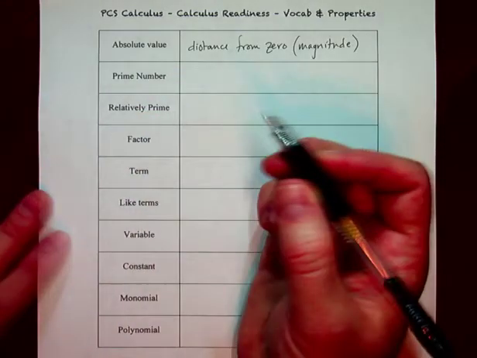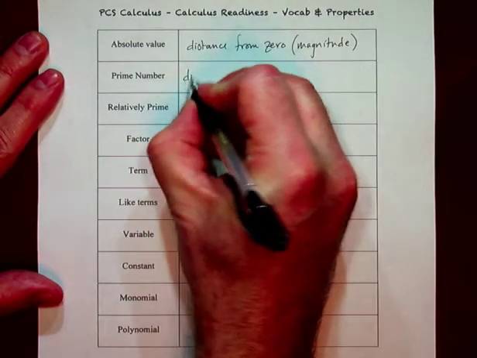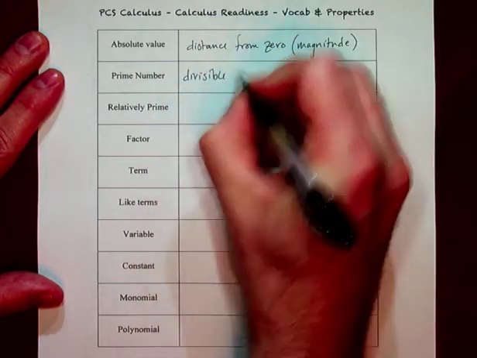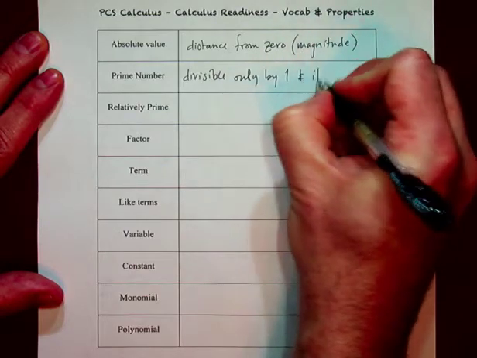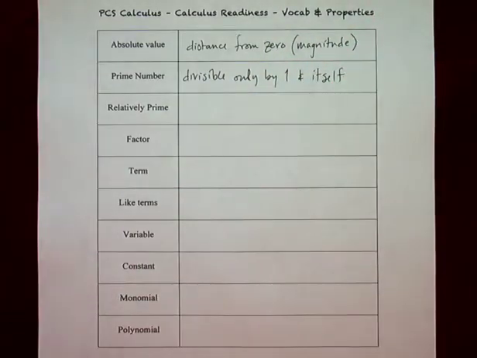Prime numbers. Well, you ought to know prime numbers, right? They are ones that are divisible only by 1 and itself. So, 29. 29 is a prime number. Okay, 27 is not. 27 is 3 cubed. 29 is. 31 is. 33, not. 35, not. Okay, and prime numbers, really, really easy.